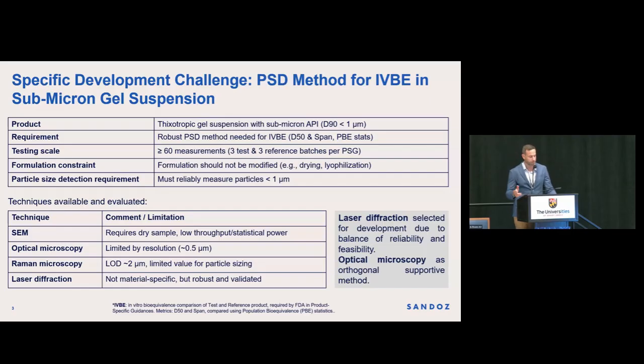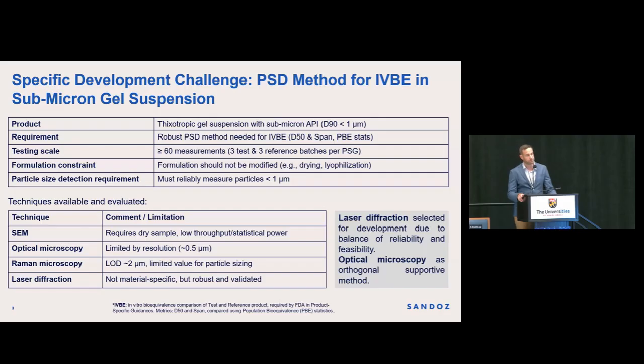We need to develop it for in vitro bioequivalence. For those who are not familiar, this is a formal comparison, which is usually done by comparing at least 3 batches of test and 3 batches of reference product. For each batch, not less than 10 real replicates are done. The requirements and other guidances are usually written in the product-specific guidance. In the end, this results in at least 60 measurements. Out of these 60 measurements, we compare defined metrics, in this case D50 and SPAN, by using population bioequivalence statistics.